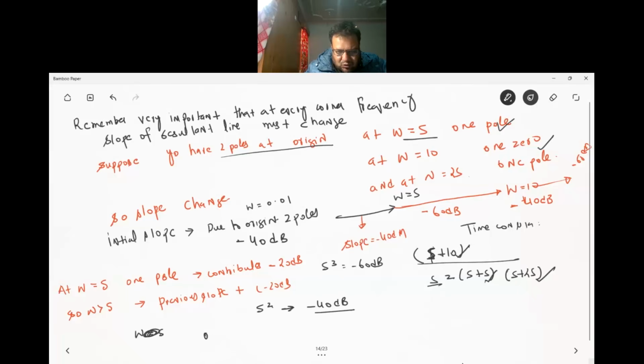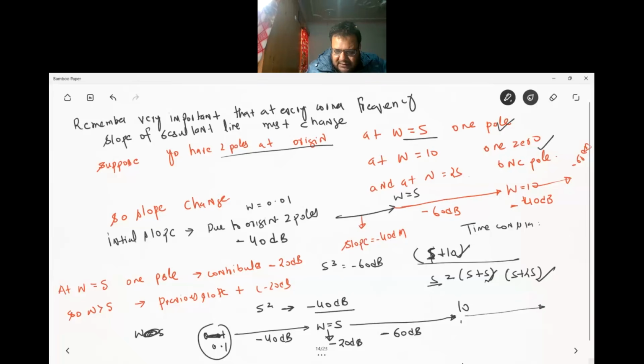Omega is equal to 5. So now you have to start, right? So 0.01, let's say, to omega is equal to 5, or in some cases 0.1. It depends on what is given in the graph. If it is 0.1 to omega is equal to 5, my slope is minus 40 dB. Now at 5, the slope changes again by minus 20 dB, right? If I go beyond 5, my slope would be the previous slope, minus 40 dB, plus the present slope. So the slope would be minus 60 dB. The slope will remain minus 60 dB till 10.